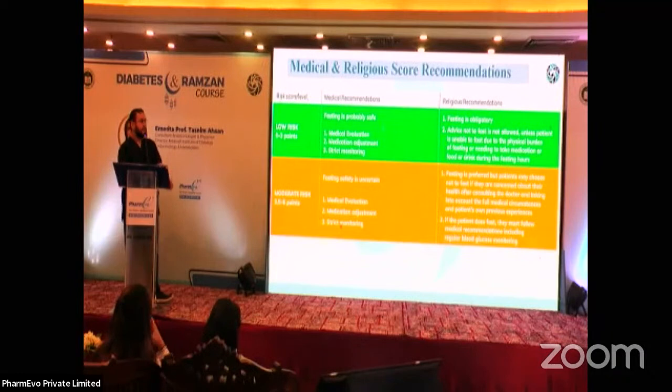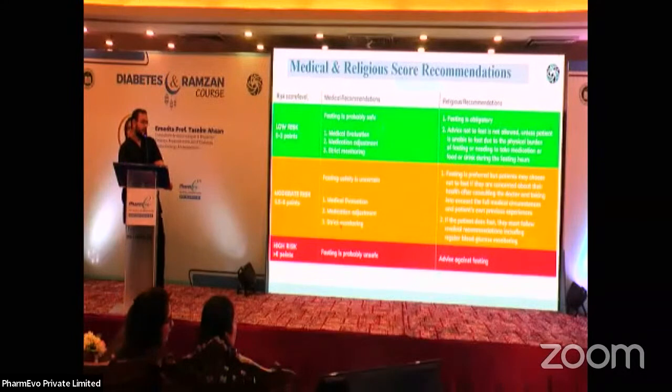If the total score falls between 3.5 to 6 points, then fasting safety is uncertain. But still, there will be many of those patients who will opt to fast with this moderate risk. So they have to get medically evaluated, have to get medications adjusted, and they should follow strict monitoring of blood glucose. The religious recommendations here leave this matter to the patient, that they may choose to fast if they're not concerned about their health after consulting the doctor, or they may even not do it.